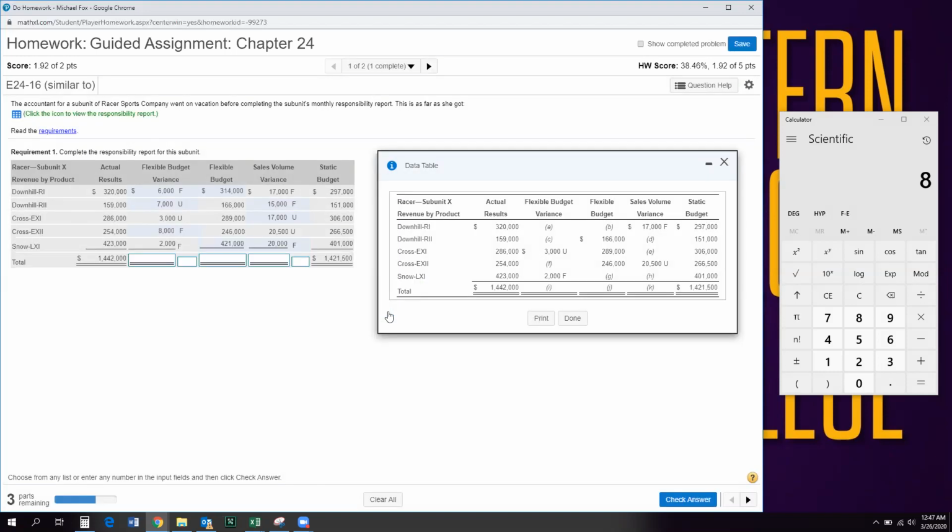So now to do our totals, the easiest way is just to add up the flexible budget amounts. So 314,000 plus 166,000 plus 289,000 plus 246,000 plus 421,000 gives us 1,436,000. And then we can figure out our variance from there. So if our actual results were 1,442,000 and our flexible budget was 1,436,000, then our variance is 6,000 favorable.